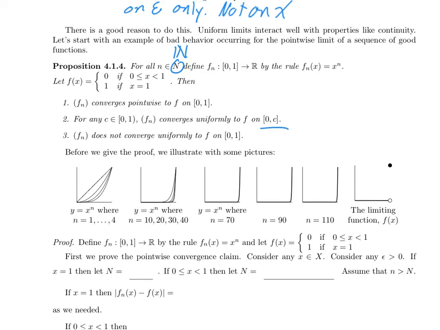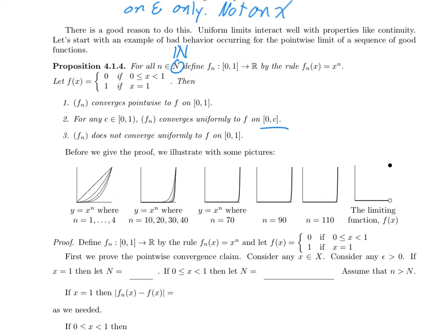So we have intuitively the result, but let's also see what the proof is. So let's define f sub n of x. Proof. Let's set f sub n by the rule f sub n of x is equal to x to the n. Let's define f of x by the rule that f of x is equal to 0 when x is less than 1 and is 1 when x is equal to 1. First, we will prove the pointwise convergence claim.